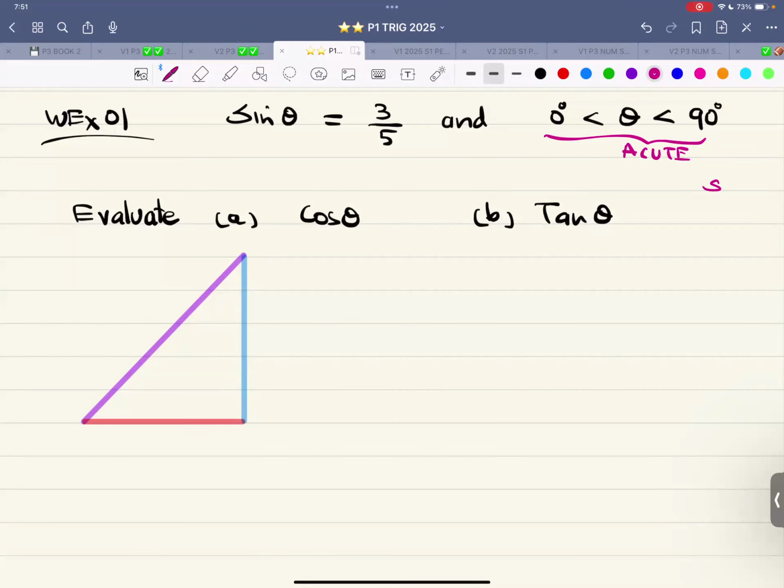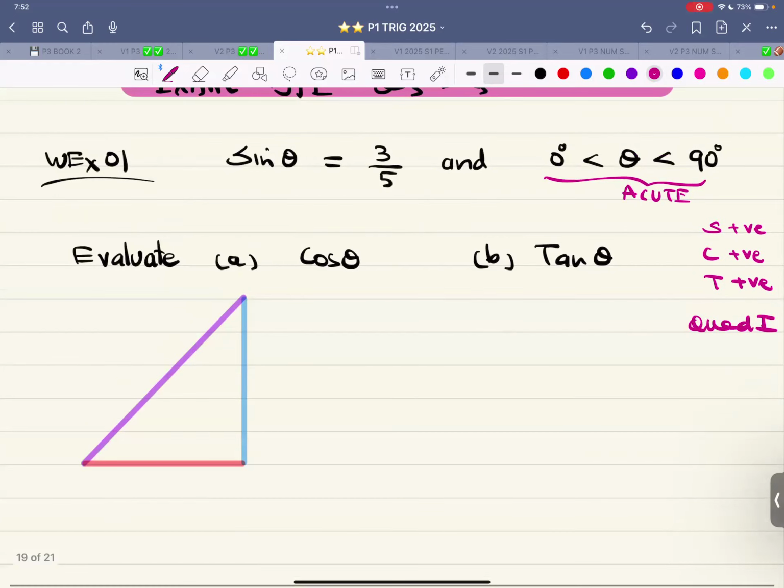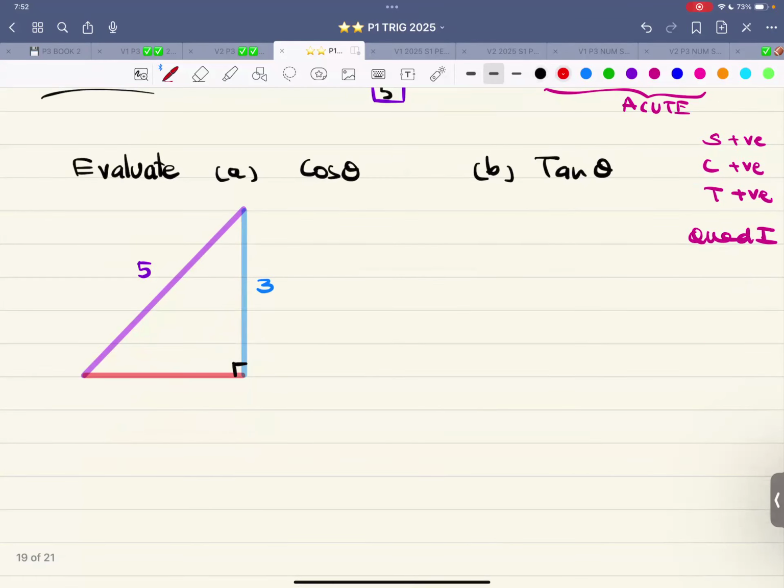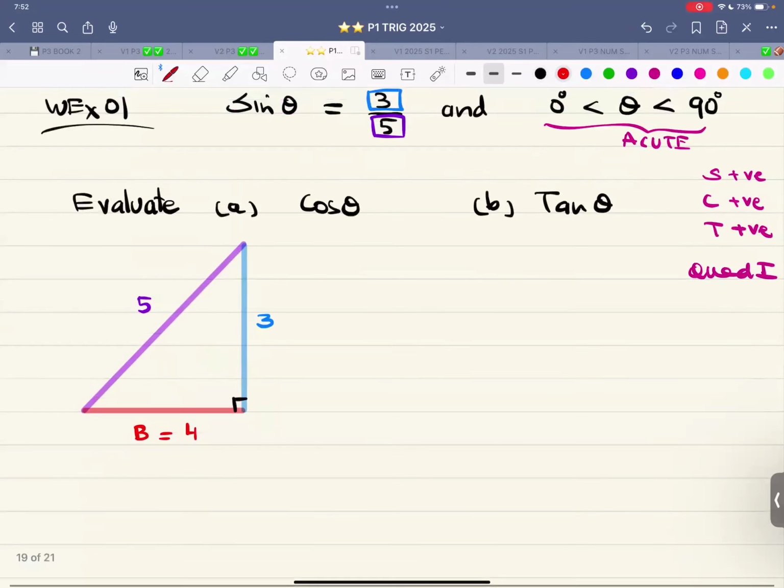That means sine will be positive, cos will be positive, tan will be positive because we are talking about quadrant 1. That is the first thing that you should have in mind. Second thing you should have in mind is this, that the opposite side is 3. So this is 3. And the hypotenuse is 5. And of course, it's a right angle triangle that you have to work with. So based upon this, the base is coming out to be 4 because it's a Pythagoras theorem thing.